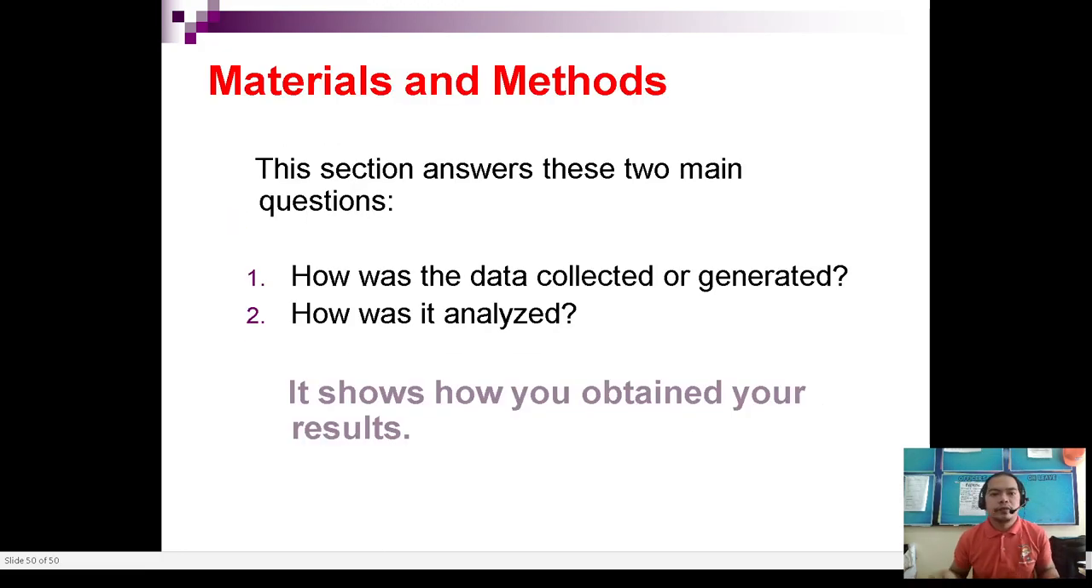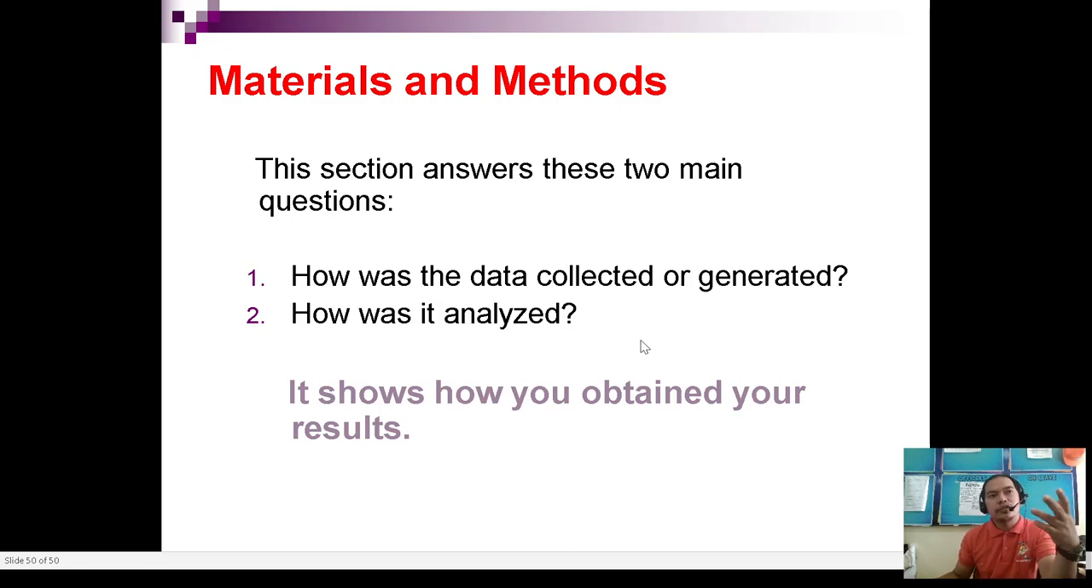So, in the materials and methods, or methods, no? So, in IMRAD format, these are just methods, no? This section answers the two main questions. How was the data collected or generated? So again, as to the procedures of your experiment, this is where the collection of the samples or respondents and things like that. And how was it analyzed?